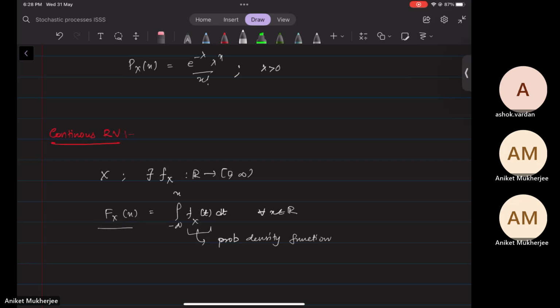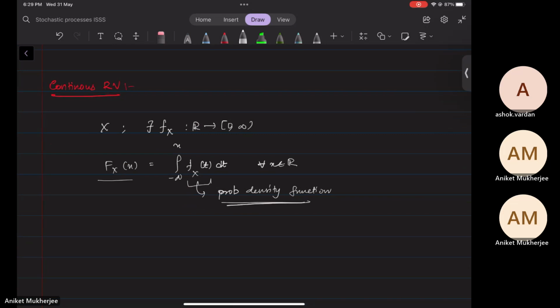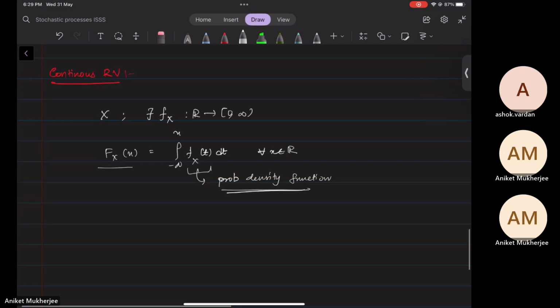For continuous random variables, we will be giving the probability density function instead of the cumulative distribution function. And this is the cumulative distribution function, which we defined earlier. From this equation, we get that the derivative of the cumulative distribution function is the probability density function for all x.